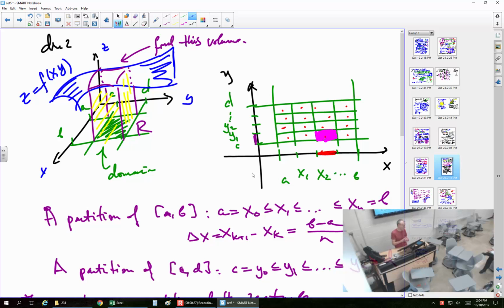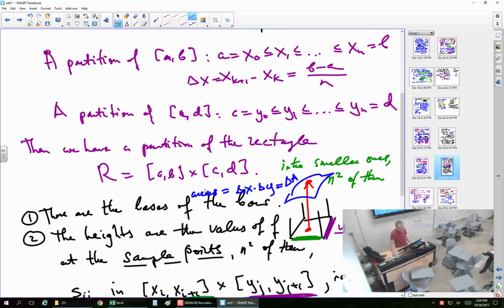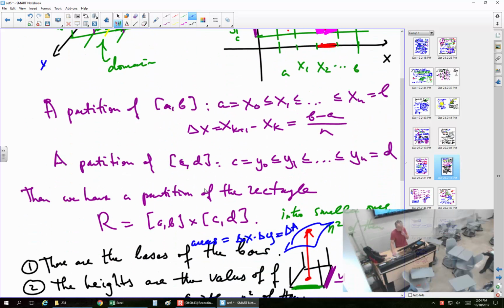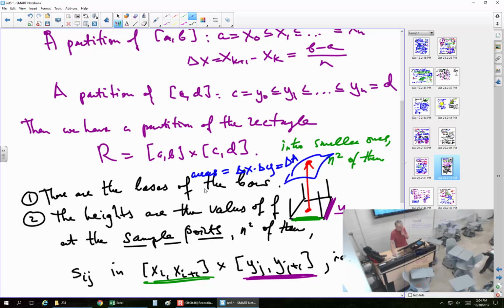We cut both horizontally and vertically, where the x and y intervals have equal length, not equal number of intervals, which produces n squared rectangles. Okay, then a sample point is chosen for each of these rectangles. The value of the function at that point gives us the height of the bar, kind of a pillar or a box, whichever you prefer, the volume of which we are evaluating.